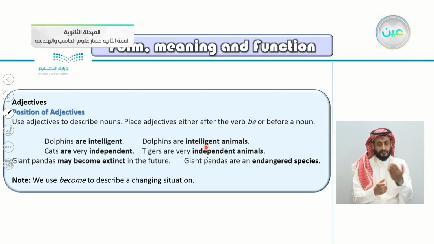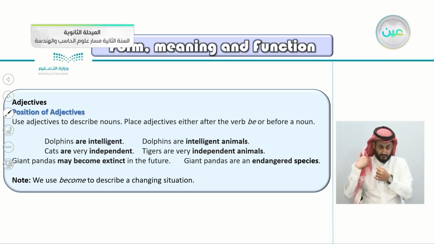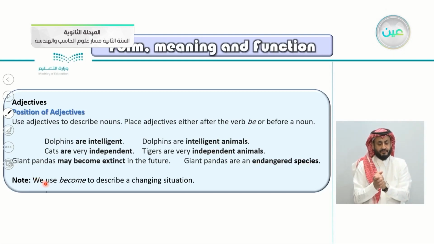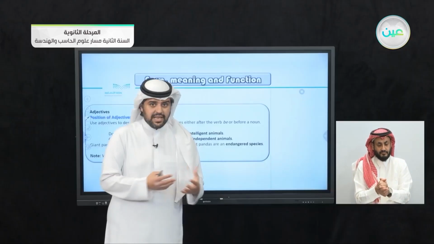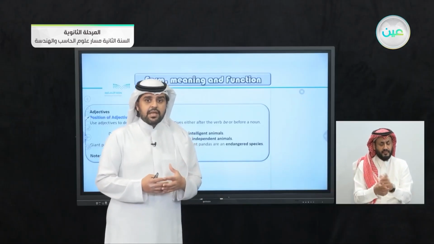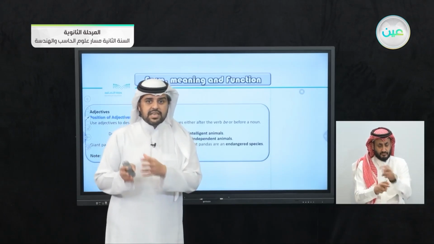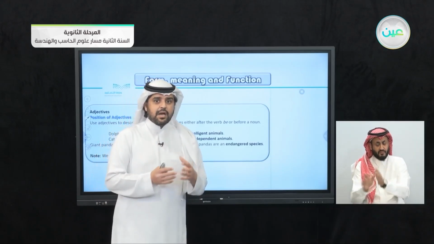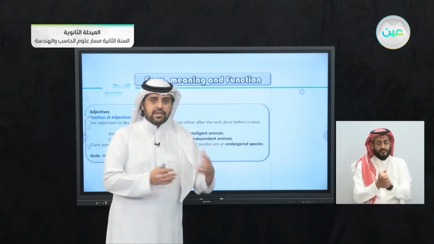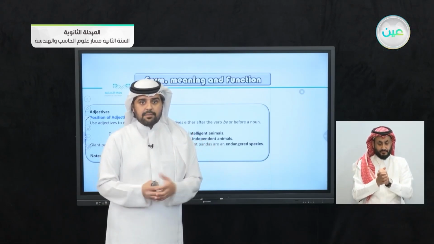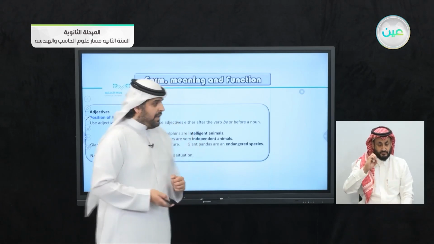Tigers are very independent animals. Giant pandas are an endangered species. Endangered, this is the adjective. Species here is the noun. Note here, we use become to describe a changing situation, a situation changing from A to B. He is becoming more and more attractive to this language, for example. So becoming here is an adjective.